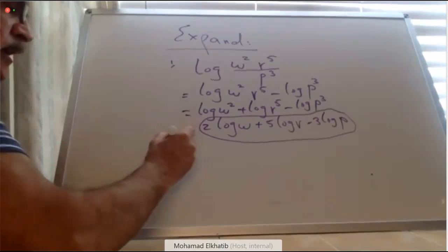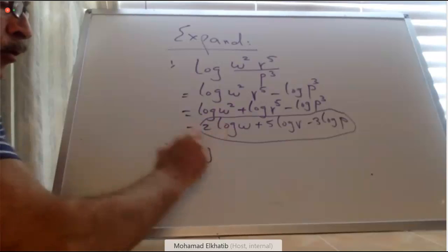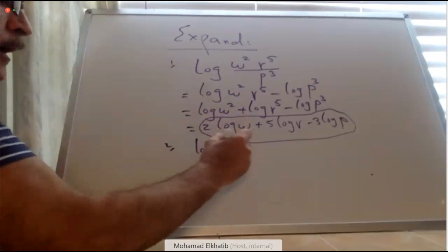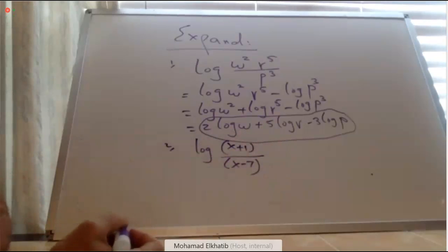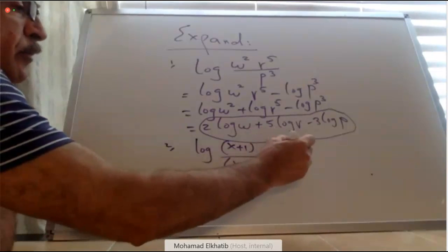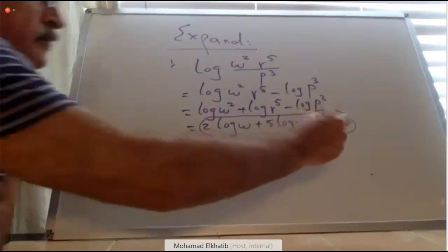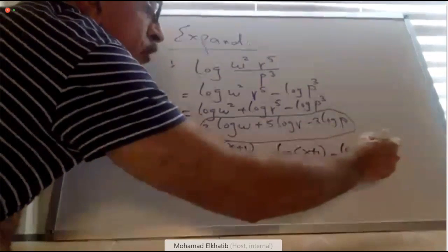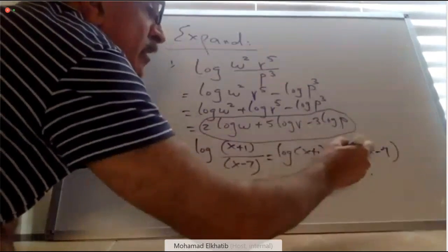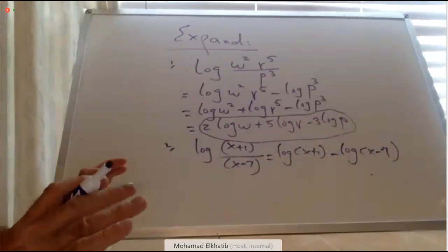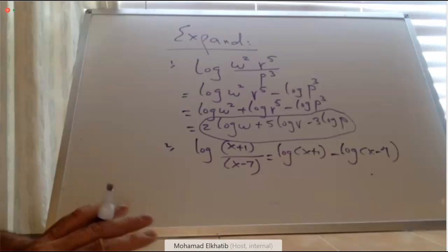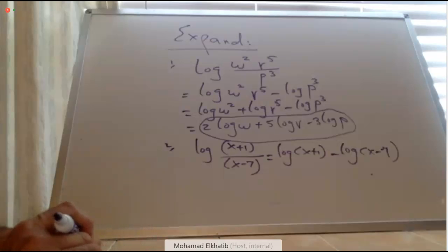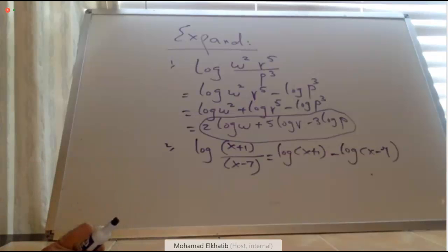So let's say I want to expand log of x plus 1 over x minus 7. I don't have to do anything. I don't make it complicated. That's all you do. You log the numerator minus, that's it, you're done. That's all you write down. That'll be the final answer. Okay? All right, you guys can go ahead and copy this and let me know if you have any questions.